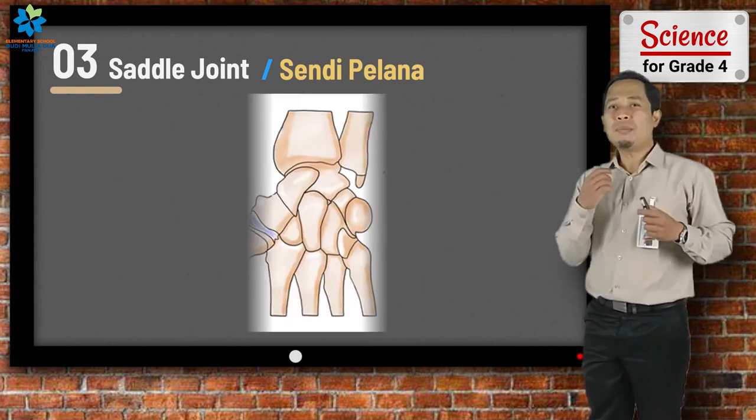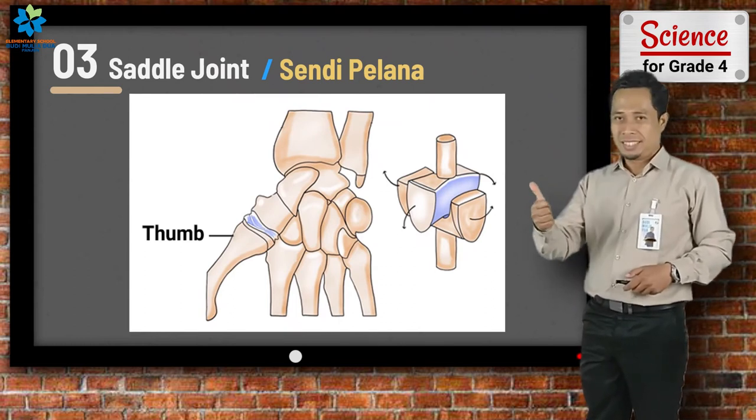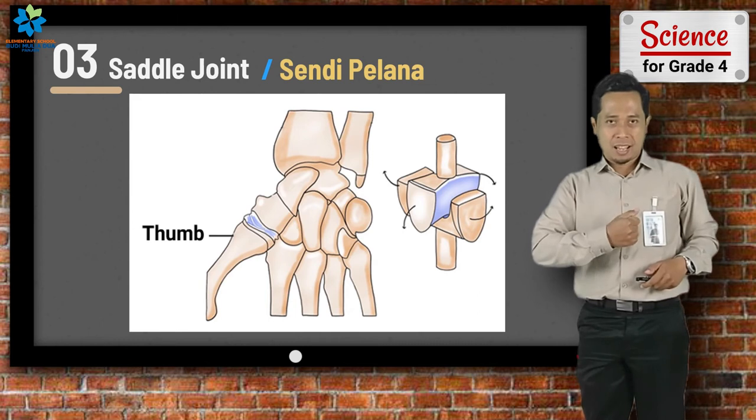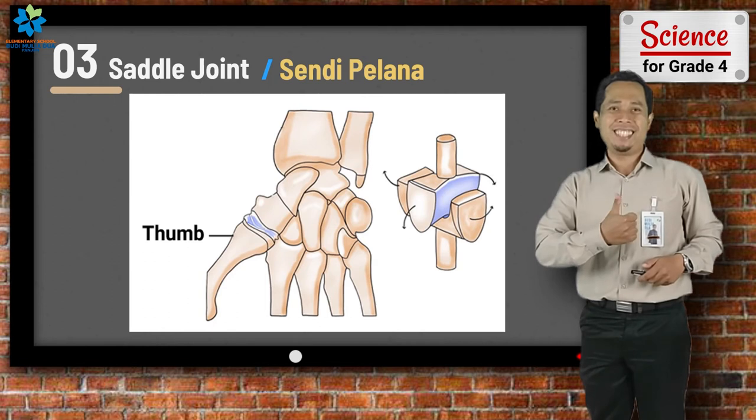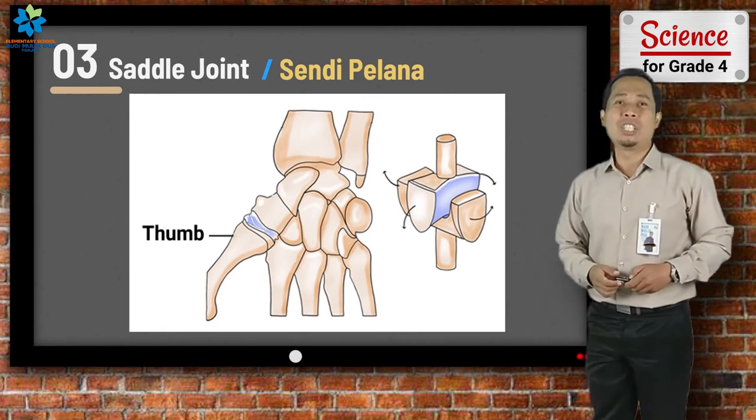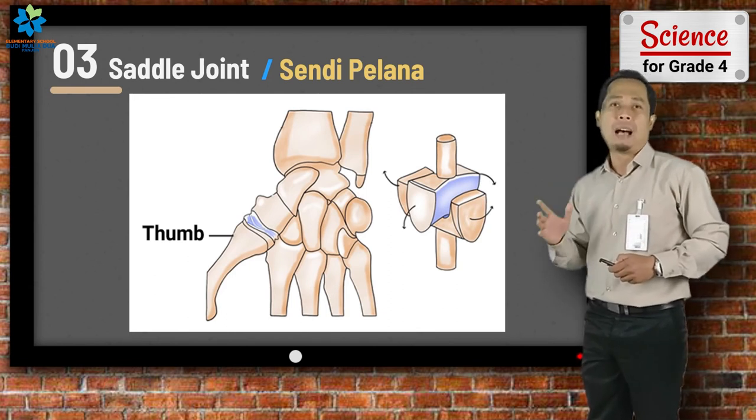Yes, we can find a saddle joint in our body, in our thumb. Just move your thumb like this. This is a saddle joint or sendi pelana in our body, in our thumb. Just try to move your thumb. Okay? See? Yes, this is a saddle joint. The example of a saddle joint is in our thumb.